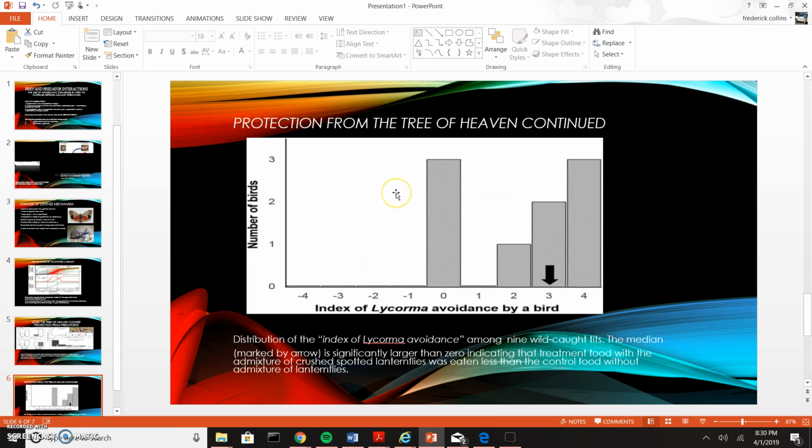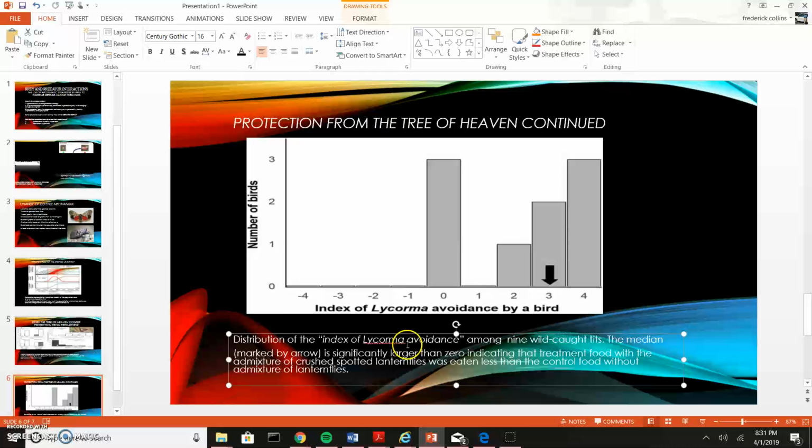Another study that they did showed they mixed cotton balls with crushed insects, the insect containing the toxin. And from the figure that I'm showing here, among the 9 wild-caught ticks, those are the birds that they used for the study, the median marked by the arrow is significantly larger than 0, indicating that the treatment food with a mixture of crushed spotted lanternflies was eaten less than the control food without the admixture of lanternflies.